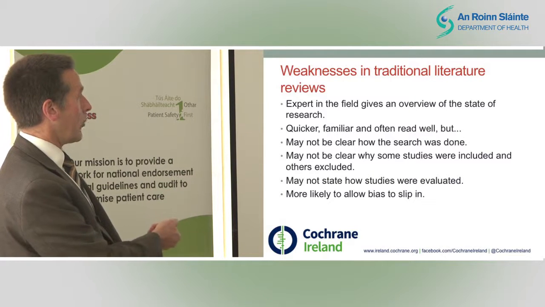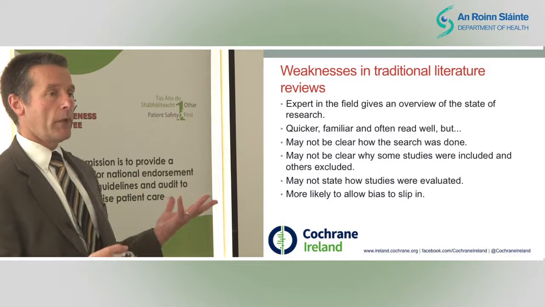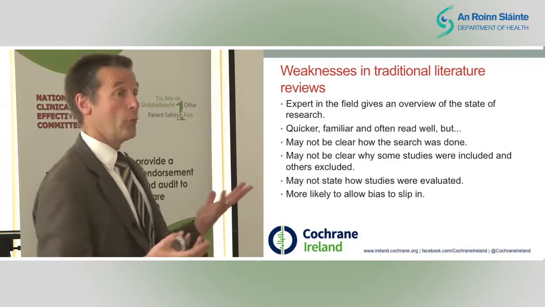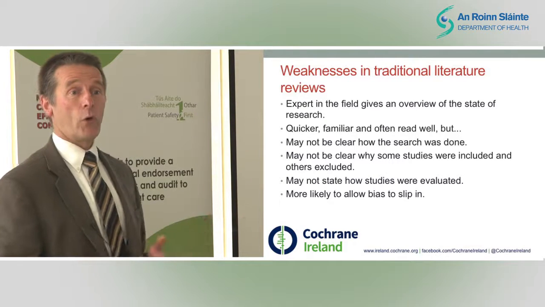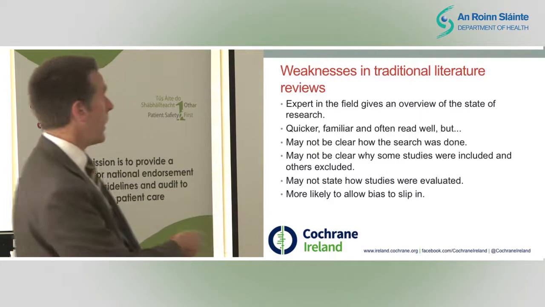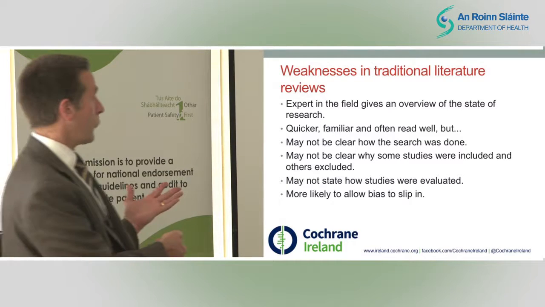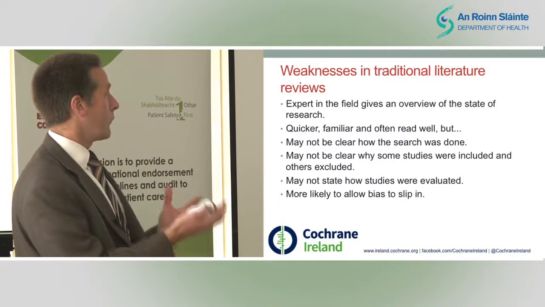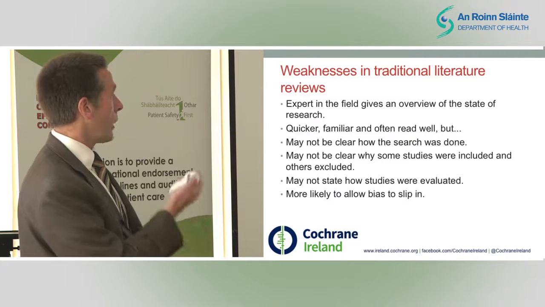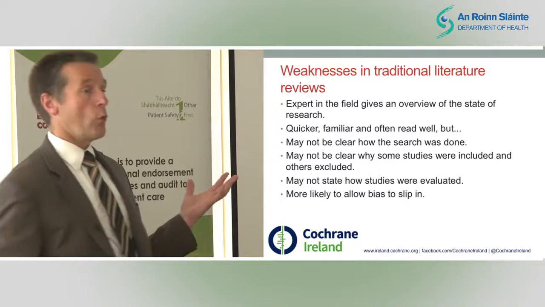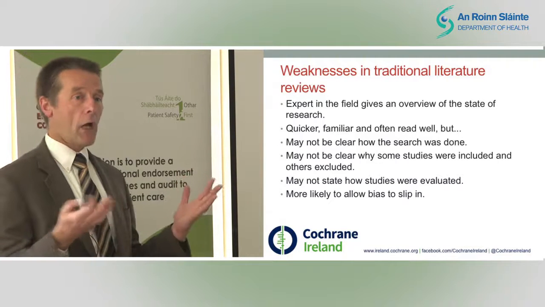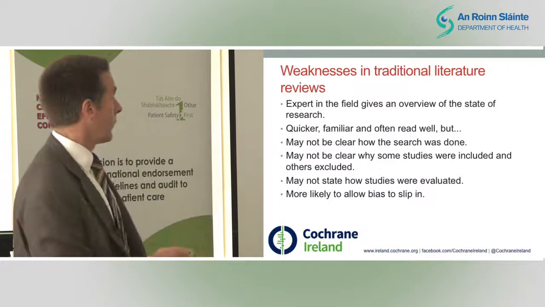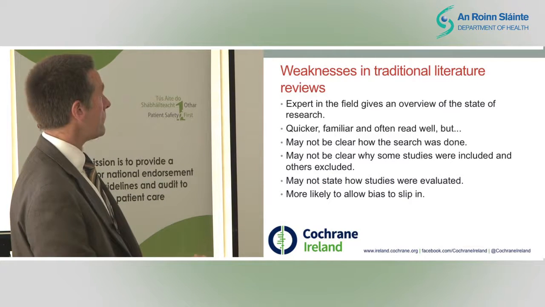It may not be clear how the search was done. Why did they pick these 10 studies as the favorite ones? It could be because they just were their favorite ones that they happen to have close by. It may not be clear why those were included and others left out, whether or not they evaluated the strengths and weaknesses of those studies. And it's easier when you don't tell somebody openly how you made all of your decisions. It's easier to find that some bias may have crept in.